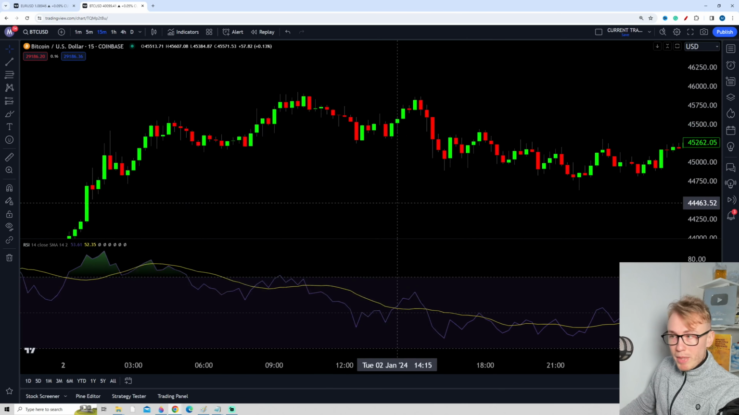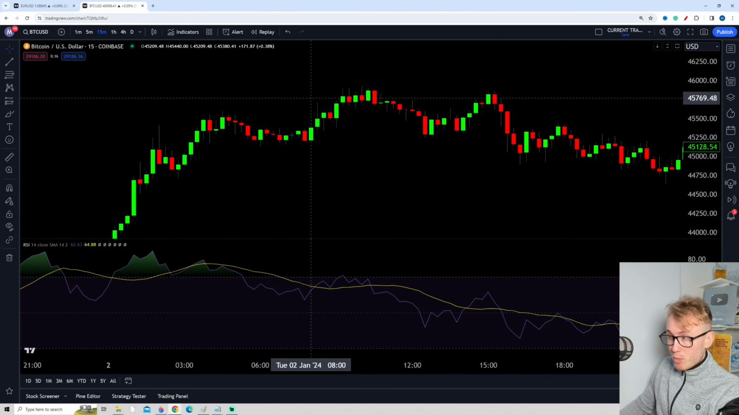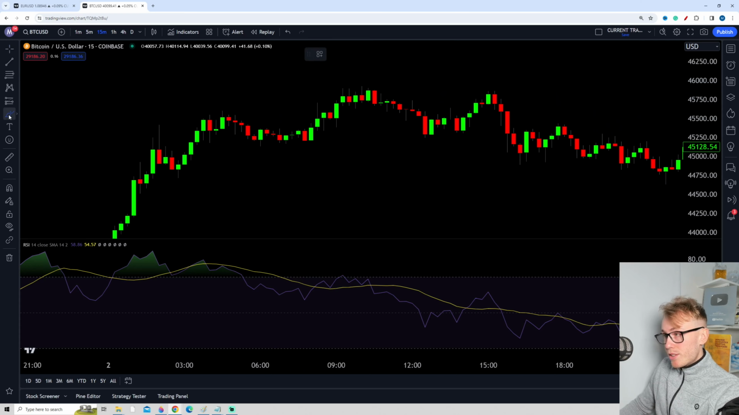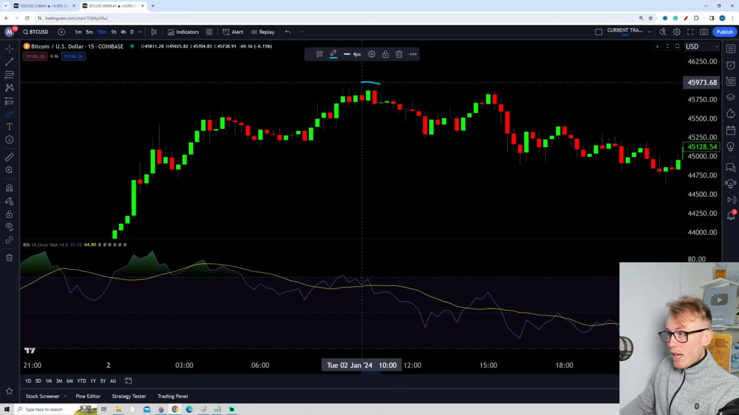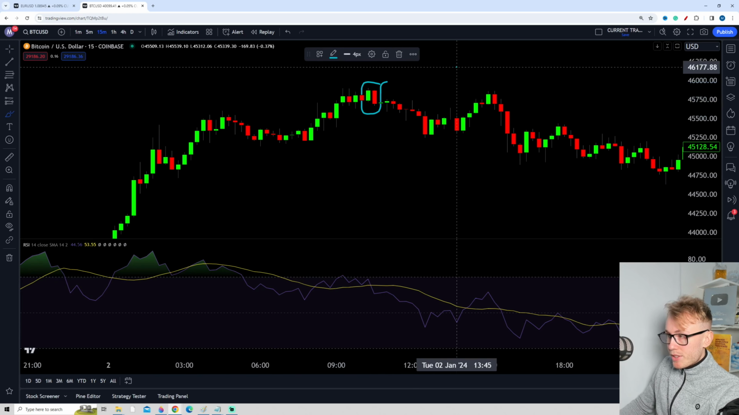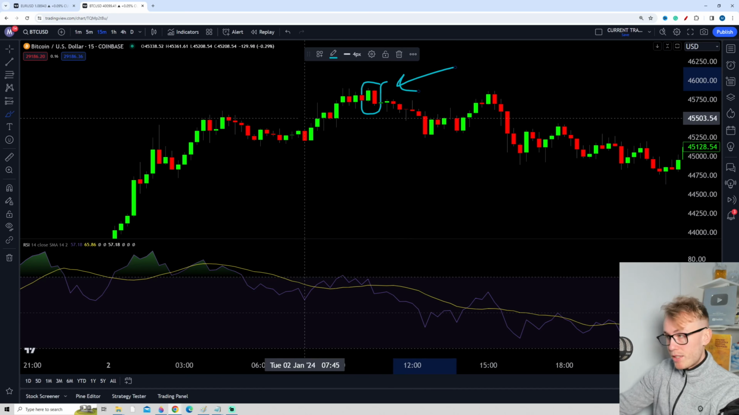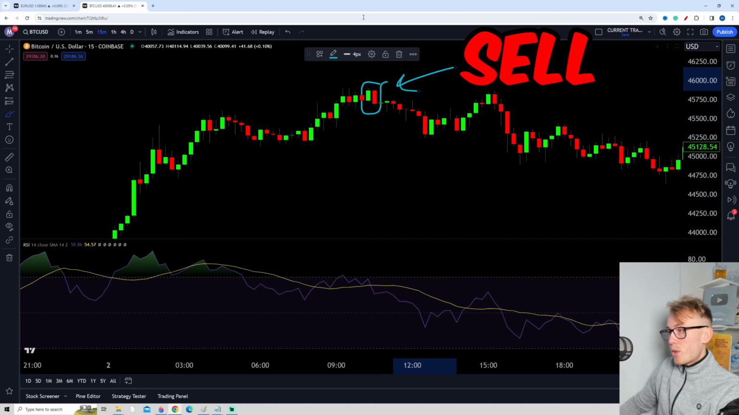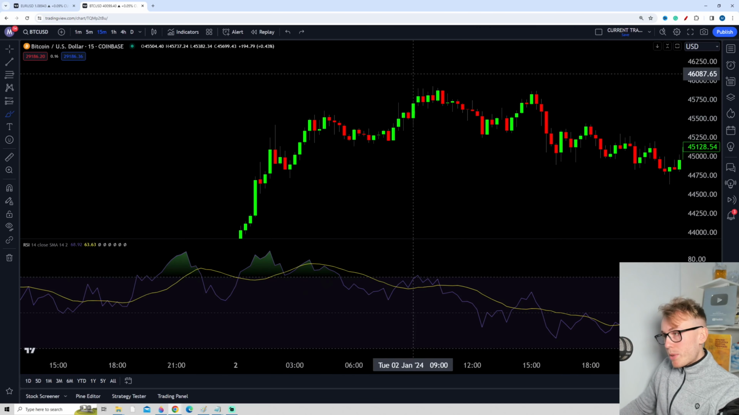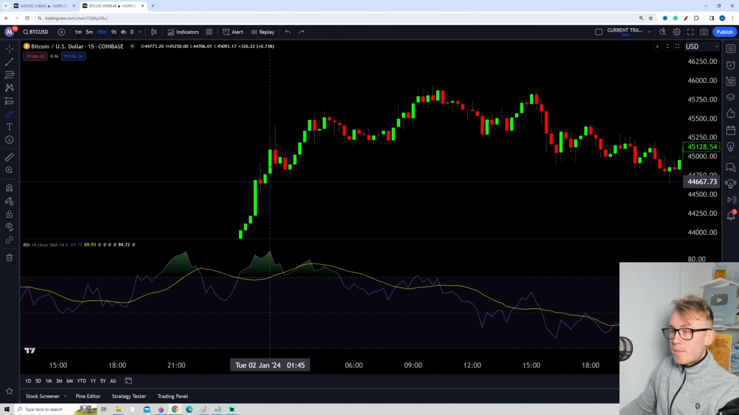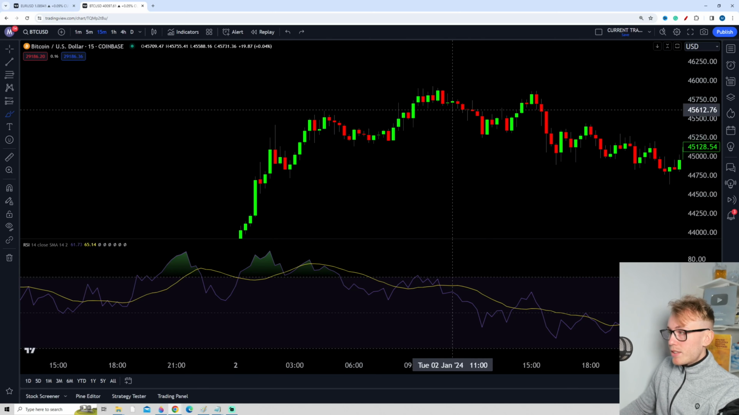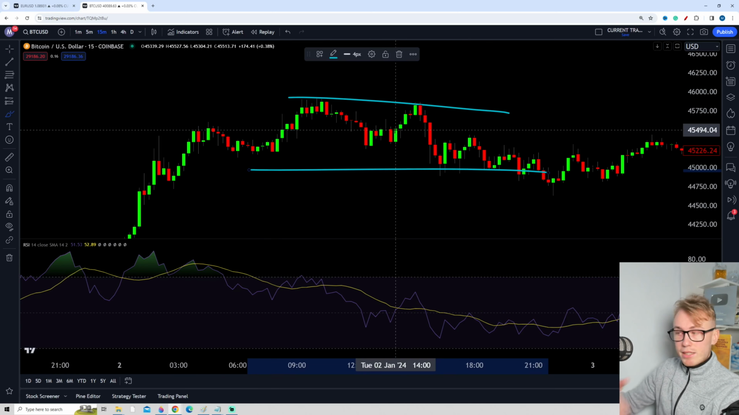However, what I do recommend is that you combine the 3 pushes with other price action signals. For example, right here, we can see that we had a bearish engulfing pattern. You can see these 2 candles is a bearish engulfing pattern. So that could have been a potential short entry and so on and so on. But what's also important to notice about the 3 pushes is that many times this will not lead to a strict reversal. It's not 100% that the trend will reverse only because you spot the 3 pushes.